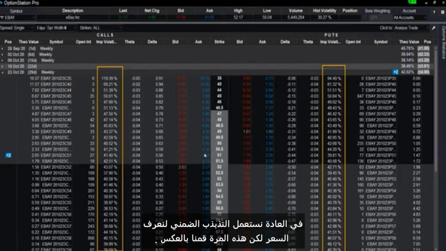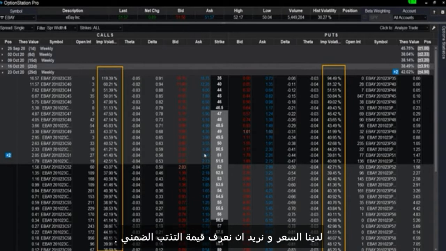Normally, you plug volatility into the pricing model and it gives you the price. In this case, we're reversing it out. We have the price, but we want to know what the implied volatility is.